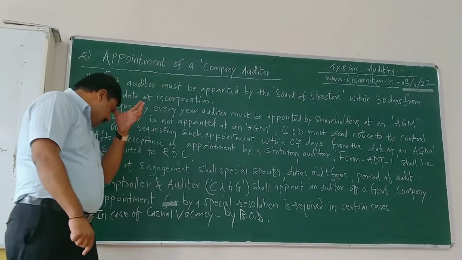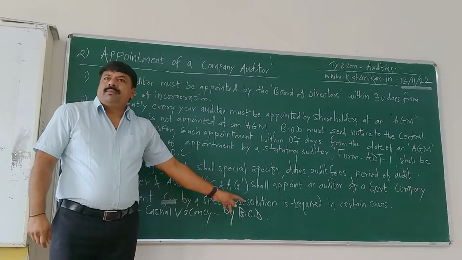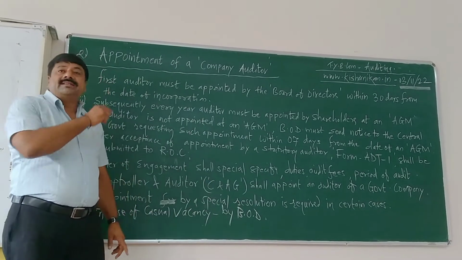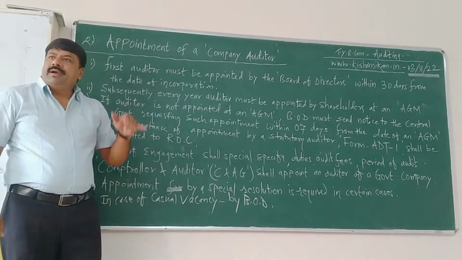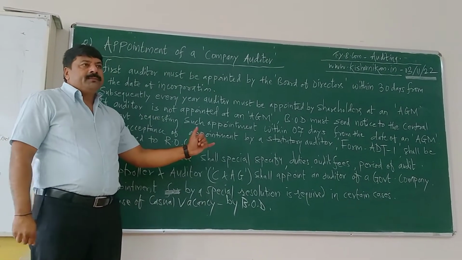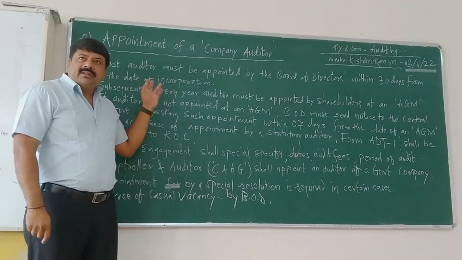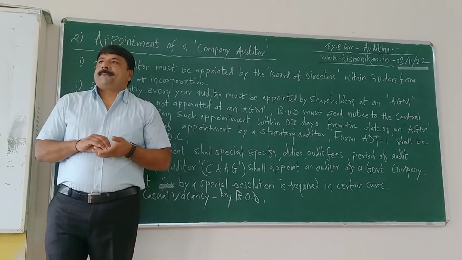Is that clear? Then in case of casual vacancy we talked about, the board of directors can fill it if the reason is death or insolvency or any other natural reason. If it is by resignation, then it shall be filled by shareholders only. Is that clear? I hope it is understood. If any question is there, you can ask any question, any doubts. That's all.